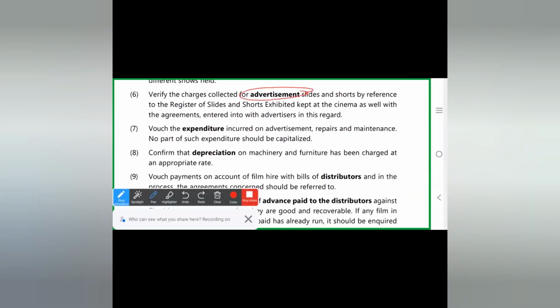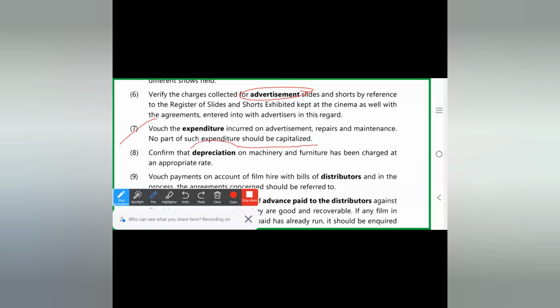Now, before movies and at the time of interval, we see advertisements, right? Those advertisements are a source of income for the cinema owners. So the amount collected through those advertisements should be cross-verified and kept at the cinema hall along with the agreements entered with the advertisers. Vouch the expenditure incurred on advertisement, repairs and maintenance; no such part should be capitalized. That is, everything is revenue expenditure.